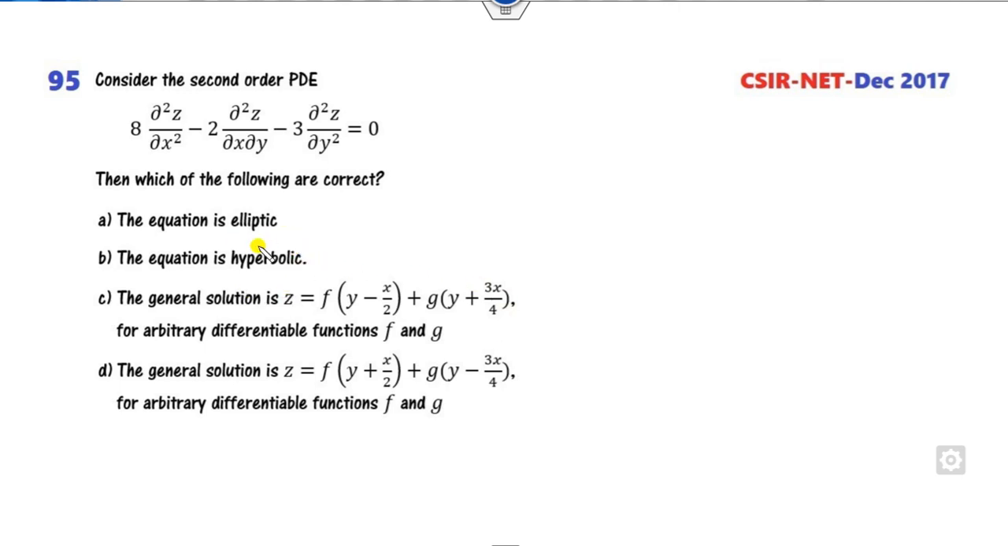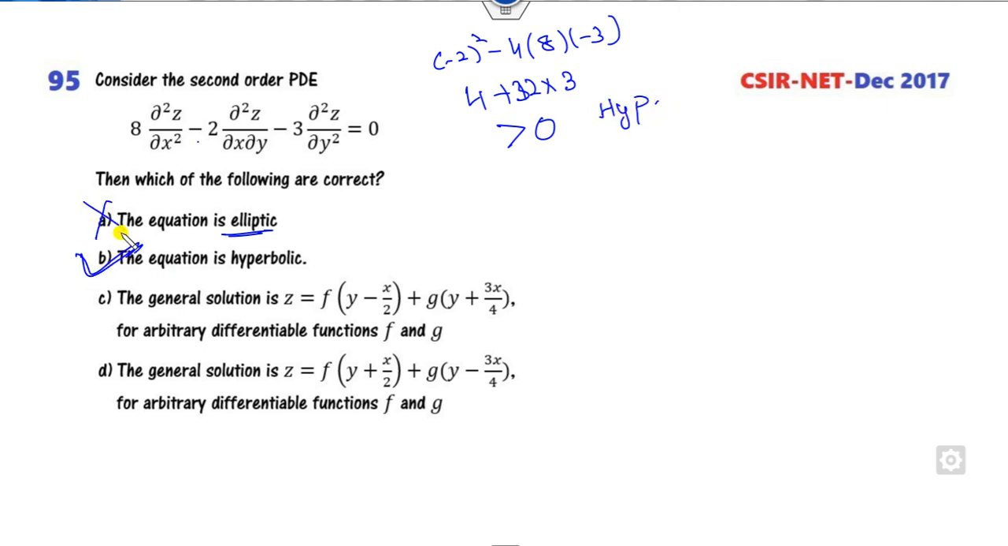Okay, again, for elliptic, we will check that. B square minus 4ac clearly says that it is plus. So it is greater than 0, it is hyperbolic. So this option is there. Again, you have to find the solution. How can you do it? I can take this as 0, so y is equal to x by 2. I can substitute here x as half and y equal to 1.